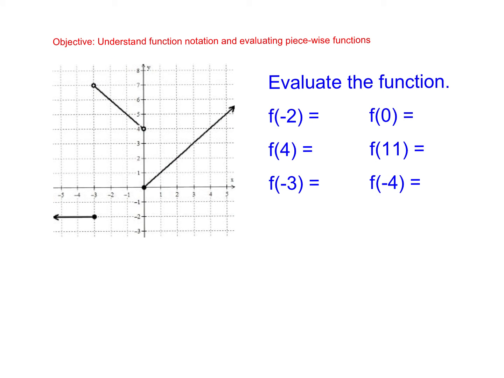So pause again and try this one. So I go to negative 2 and I go up and I'm at 6. I go to 4, go up, I'm at 4. Negative 3, I'm going to go down to the closed circle and I get negative 2. 0, again, closed circle is 0. 11 is going to be 11 because this is the line y equals x. And then negative 4 is negative 2.